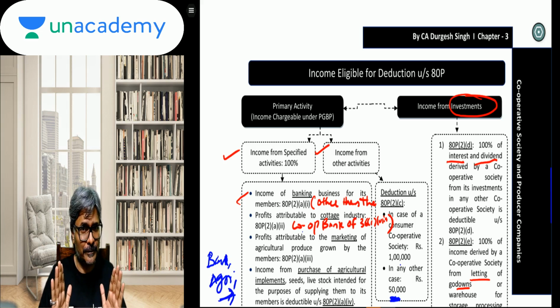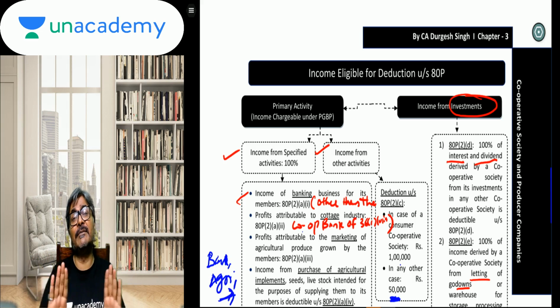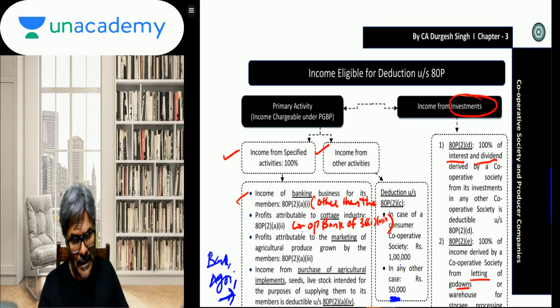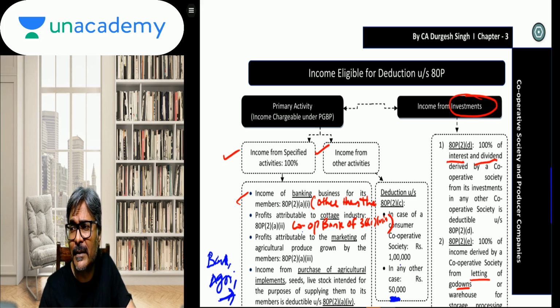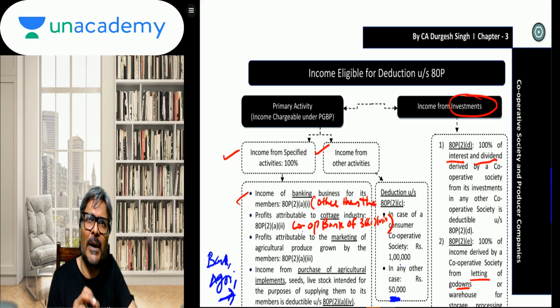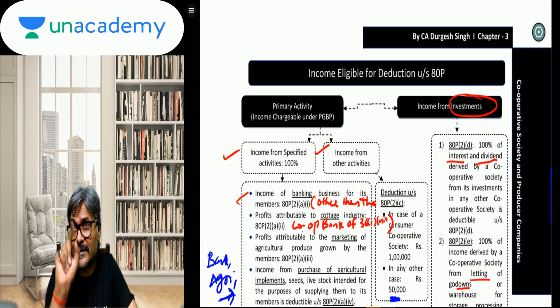There is no hard and fast rule. You need to do the comparison and then finally see which is better between the two. But I'm just giving a general remark in this context. A general remark is that if there is no substantial 80P deduction, or there is no 80P deduction available to a cooperative society, then chances are very high that going with the alternate tax regime would be much better in terms of the tax liability. So what makes the difference between opting or not opting is this 80P deduction.